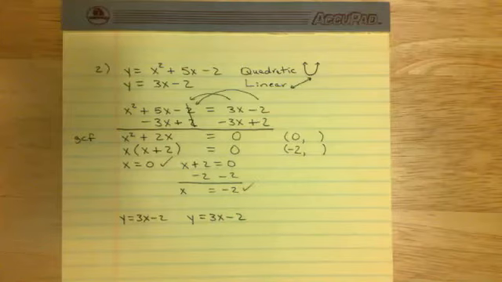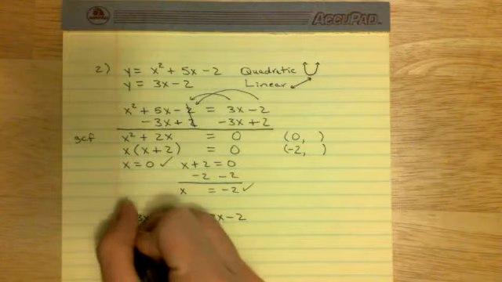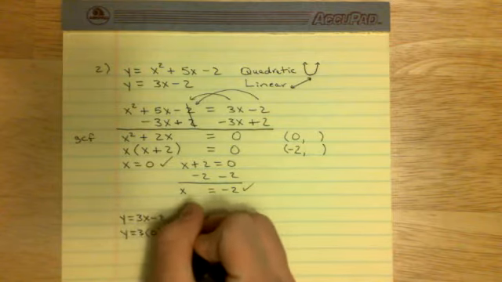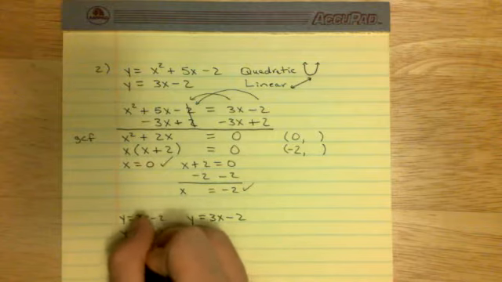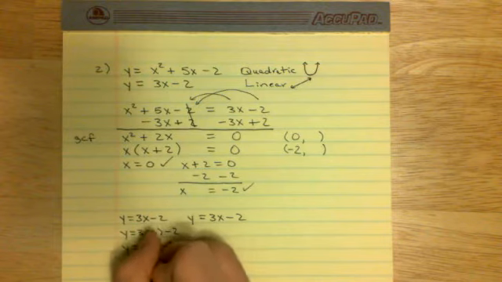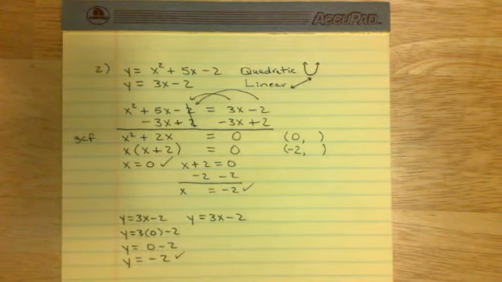So for the first one, I got an x value of 0. So I'm going to let x be 0 and see what happens. I get y equals 3 times 0 minus 2. That's going to give me 0 minus 2, which is negative 2. So all I did there is I plugged in 0 to see what happened.